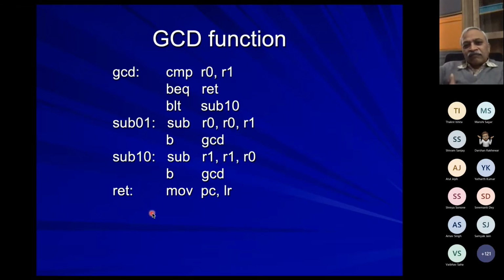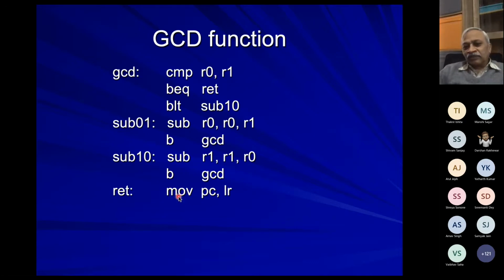In a way, move allows you to branch to a variable address which you don't know a priori. When you write a GCD function, you don't know where you are going to return. It is known only when the program is running. From where the call comes, you need to return there. So therefore, move is a way.